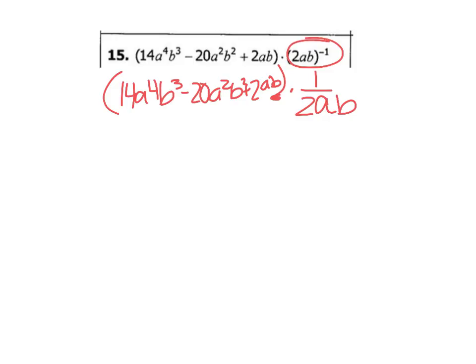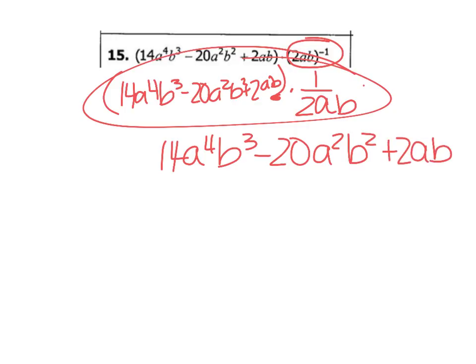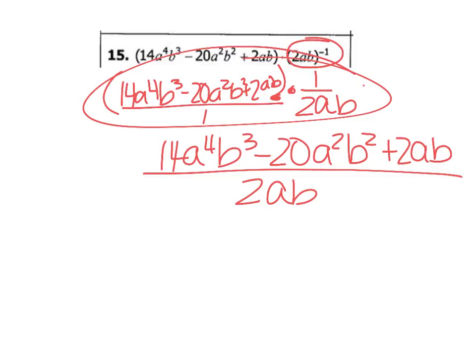So what we're saying is this whole thing really is 14a to the fourth, b to the third, minus 20a squared, b squared, plus 2ab, it's all over 2ab. Okay, so when we're multiplying by 1 over something, we can just put it in the denominator, because essentially this is all over 1 as well. So we're just multiplying straight across.